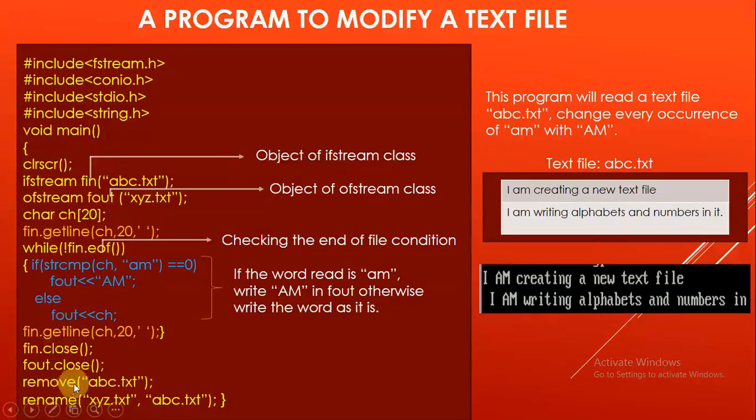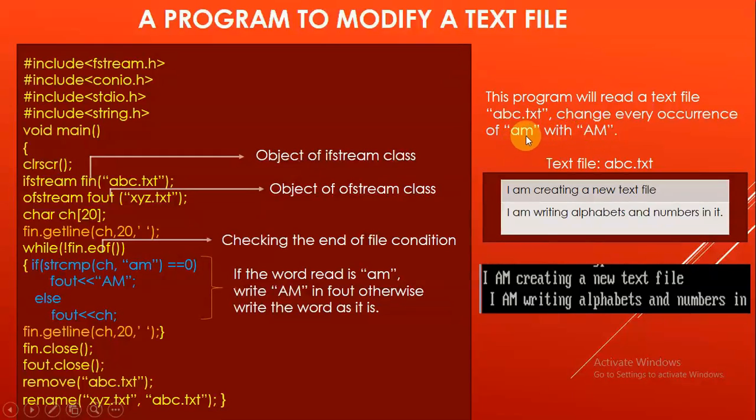So in this program, the logic which I have used to modify a file is this. I am taking two files. The first file I am opening with the ifstream class, attaching it to an object of the ifstream class, because I am reading this file. Then, to modify it, the logic is that I write the content of this file into a new file after making the required change.